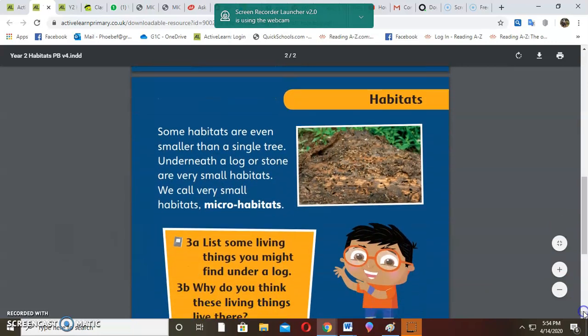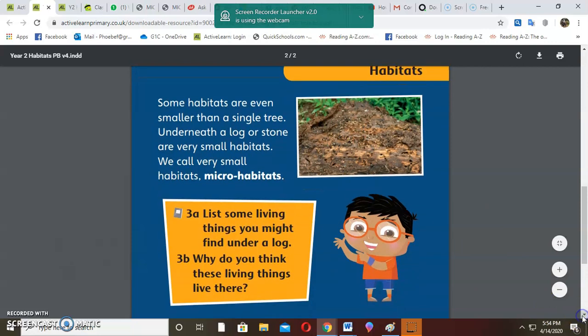So we are still on habitat. Some habitats are even smaller than a single tree. You can see these. What are these? What do you think these are? So smaller than a single tree. Underneath a log or a stone are very small habitats. Okay, we call very small habitats a microhabitat. We also learned about that and we looked at the microhabitat.